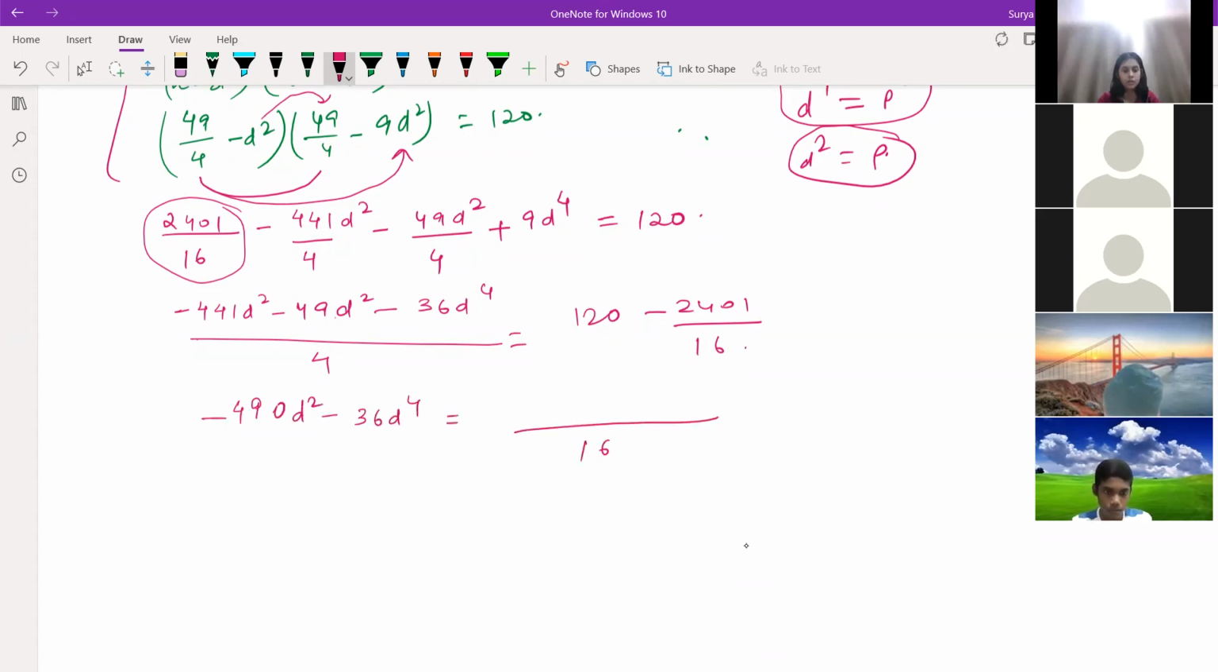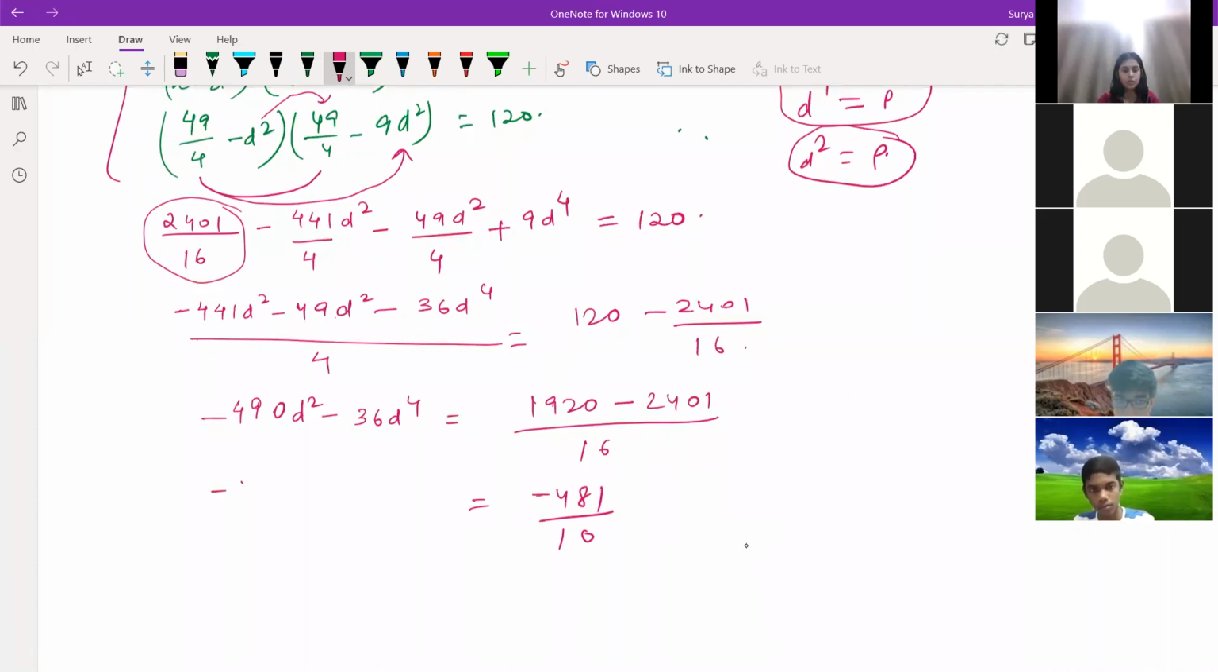16 is the LCM. So 120 into 16. Actually, they won't ask this hard of people. Means 3 marks they'll come, 3 terms they may ask. So this is 1920 minus 2401. So you'll get minus 481. You get minus 481 divided by 16.